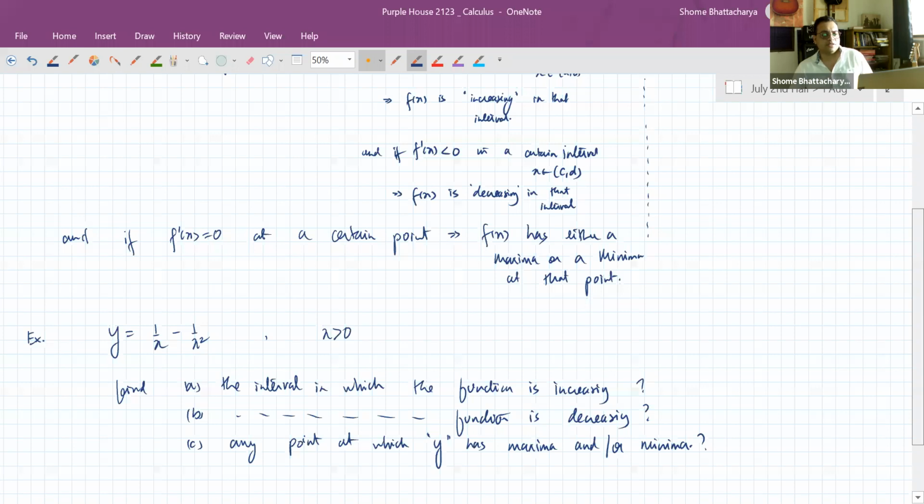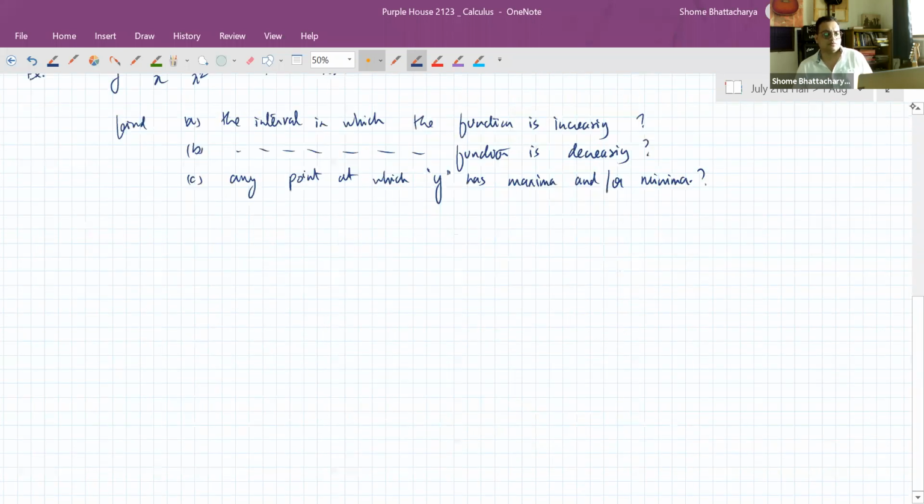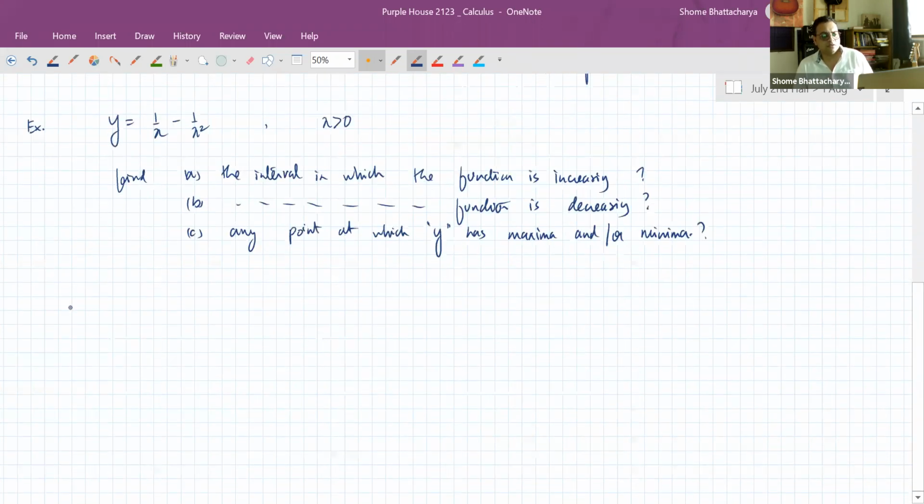Okay, so let's look at the application of this in this question now. The function is 1 by x minus 1 by x square. So what we have to do is first differentiate the function. If this is a function f(x), then the derivative f prime x is going to be what? Differentiation of this term. Now what is the differentiation of 1 by x?